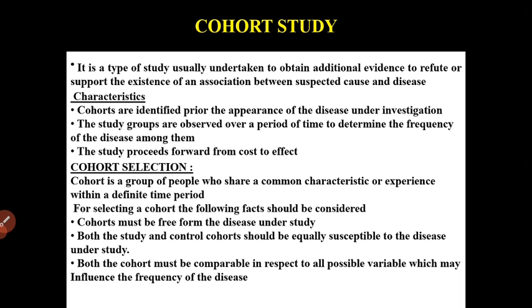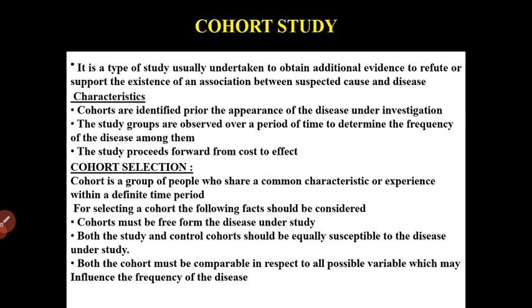Next, cohort study. It is a type of study usually undertaken to obtain additional evidence to support the existence of an association between suspected cause and disease. Now, what are the characteristics? First, cohorts are identified prior to the appearance of the disease under investigation. Second, the study groups are observed over a period of time to determine the frequency of disease. And third, the study proceeds forward from cause to effect.